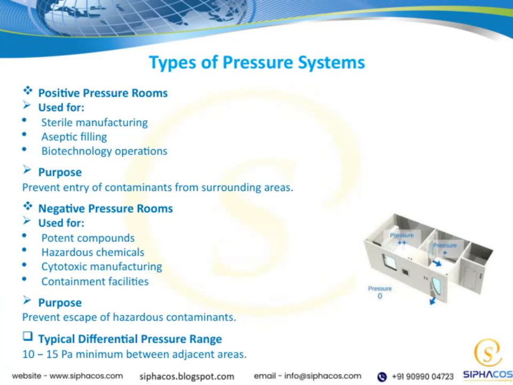Let's talk about the two main types of pressure systems in controlled environments. First, positive pressure rooms. These are designed to keep contaminants out. You'll find them in places like sterile manufacturing, aseptic filling, and biotech operations. The goal here is to push clean air in and stop anything unwanted from coming in. On the flip side, negative pressure rooms work the opposite way. They're used where hazardous materials are handled, like potent compounds or cytotoxic manufacturing. These rooms keep dangerous contaminants from escaping. Typically, the pressure difference between areas is around 10 to 15 pascals to maintain this control.